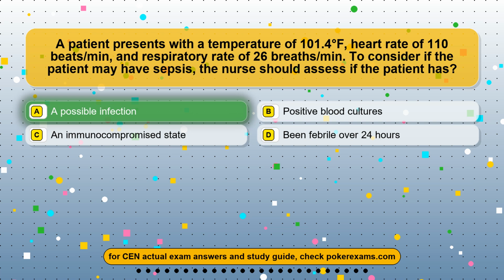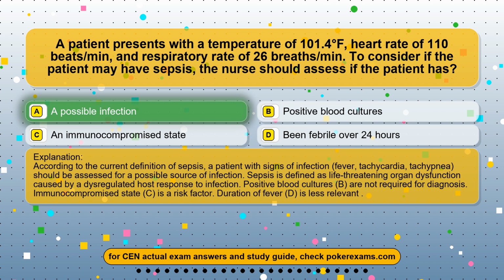The correct answer is option A, a possible infection. According to the current definition of sepsis, a patient with signs of infection, fever, tachycardia, tachypnea, should be assessed for a possible source of infection. Sepsis is defined as life-threatening organ dysfunction caused by a dysregulated host response to infection. Positive blood cultures, B, are not required for diagnosis. Immunocompromised state, C, is a risk factor. Duration of fever, D, is less relevant.